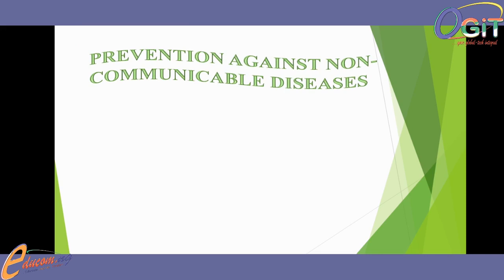Now, we look at how to prevent against non-communicable disease. Number one, strong anti-tobacco control. There should be a strong anti-tobacco control. Promoting healthy diets. There should be promotion of healthy diet. The diet that will make us healthy, not the kind of food that will bring infection to our body, not contaminated food.